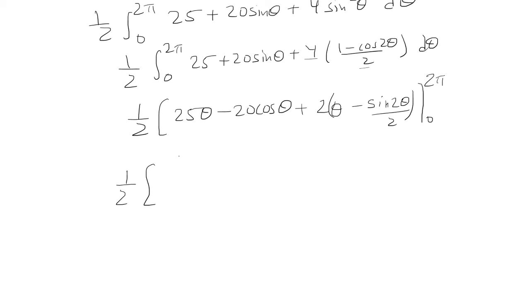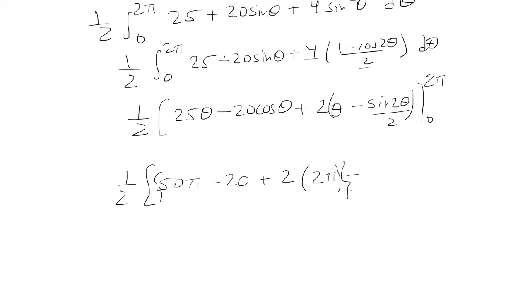We'll plug in 2 pi, so 25 times 2 pi is 50 pi. Cosine of 2 pi is 1. Multiply that by negative 20 is negative 20. And then we get 2 pi minus sine of 4 pi, which is just 0, so I'm not even going to bother with that. Okay. So that's this thing.